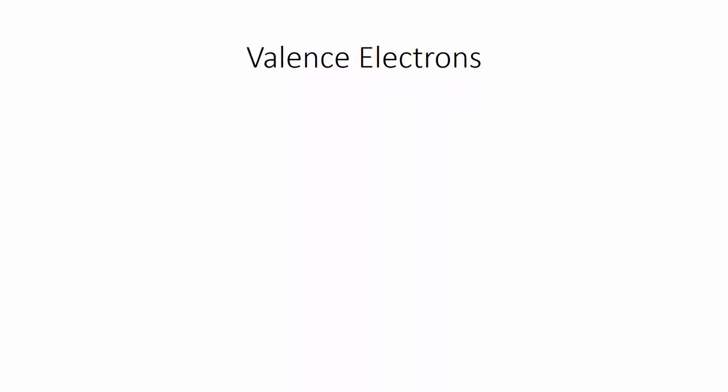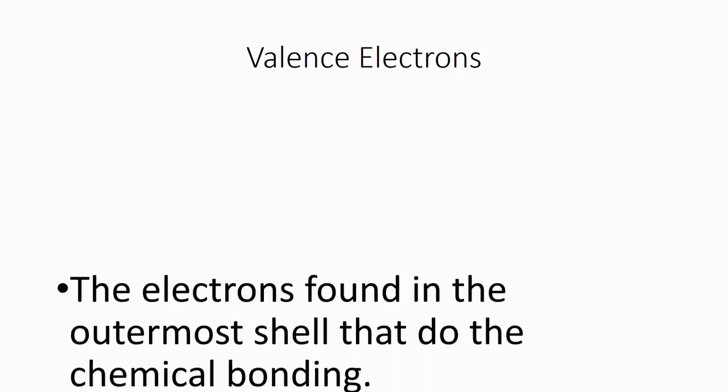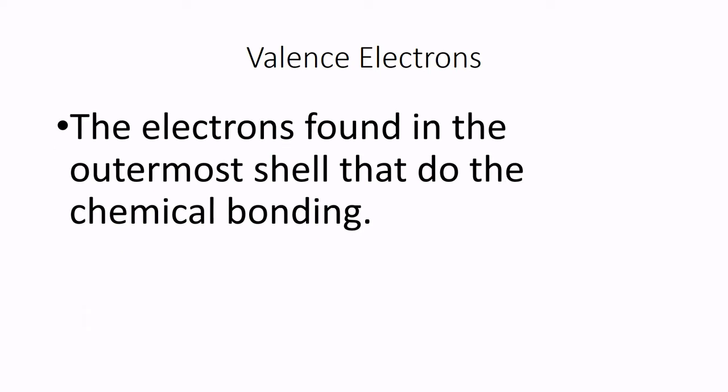What we're going to talk about today are valence electrons. And so first of all, let's talk about what a valence electron is. These are the electrons that are found in the outermost shell that do the chemical bonding. So when we draw out our Bohr model drawings, these are the ones that are sitting on the very far outside.